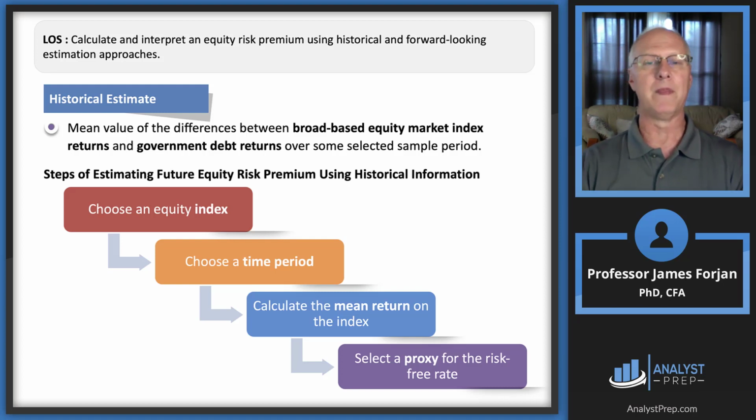And remember that the ultimate equity risk premium is going to depend on the choice of the index and the choice of the time period. And so then you can compute the mean return on that index. And then, of course, the proxy for the risk-free rate, almost universally, is the U.S. Treasury security yield, although the reading does mention the German federal bond yield as well.